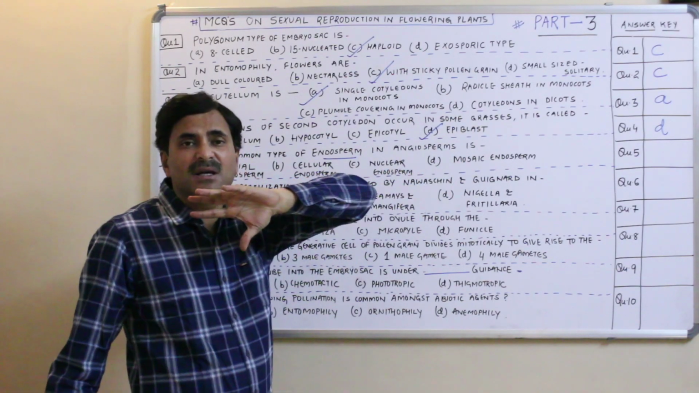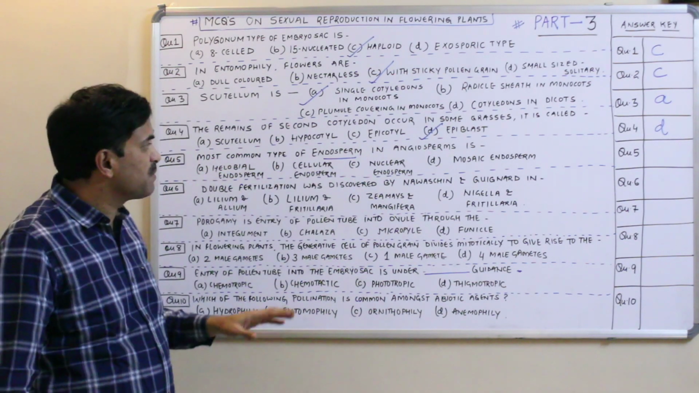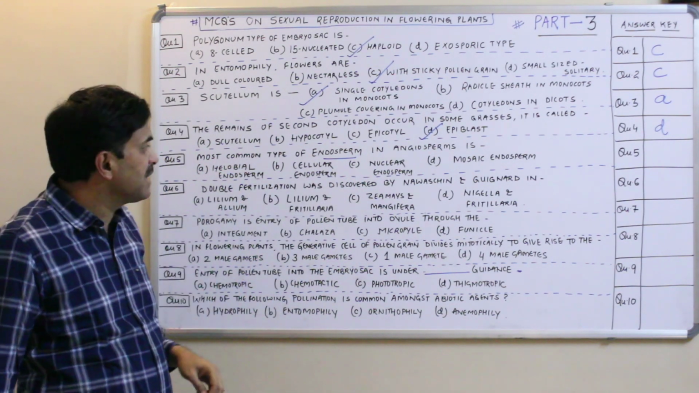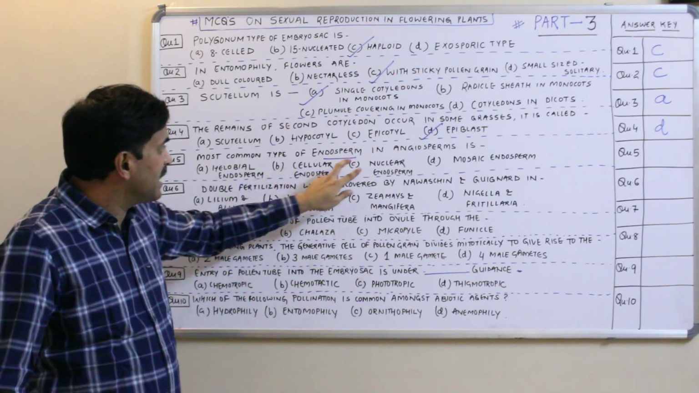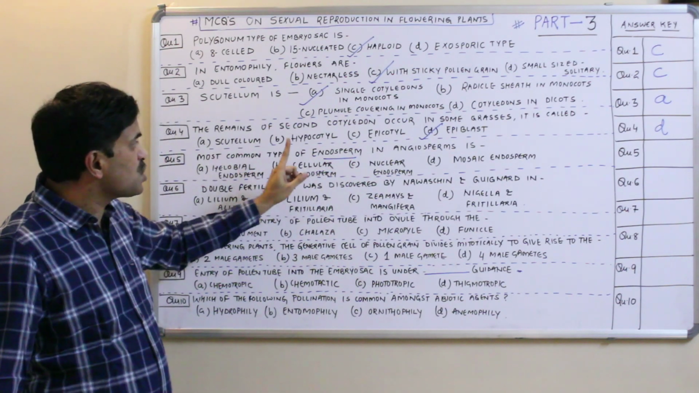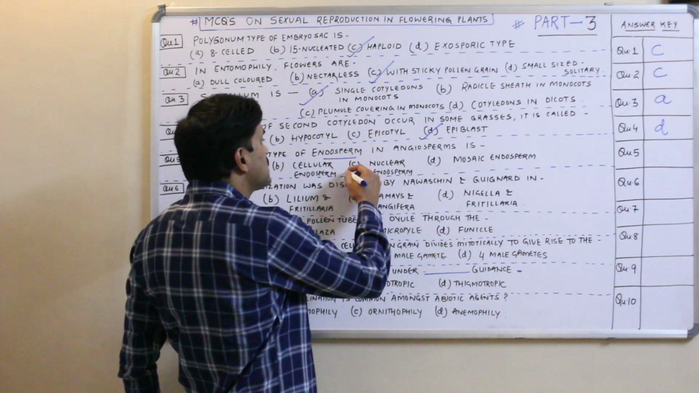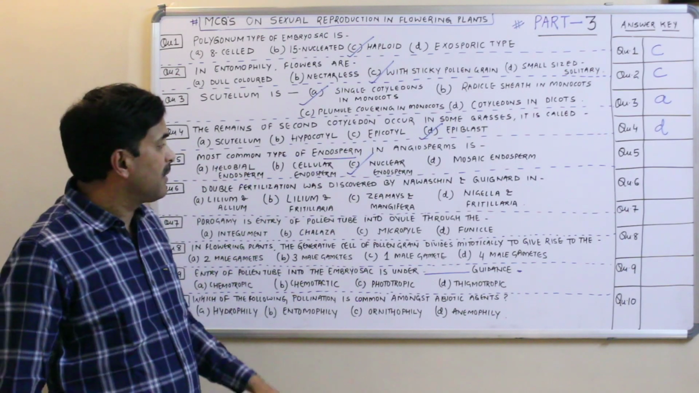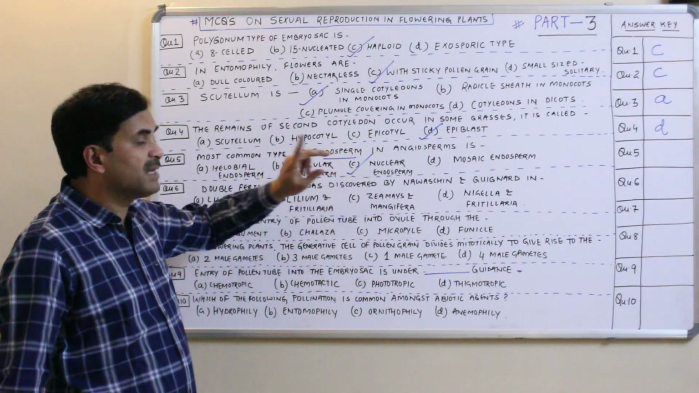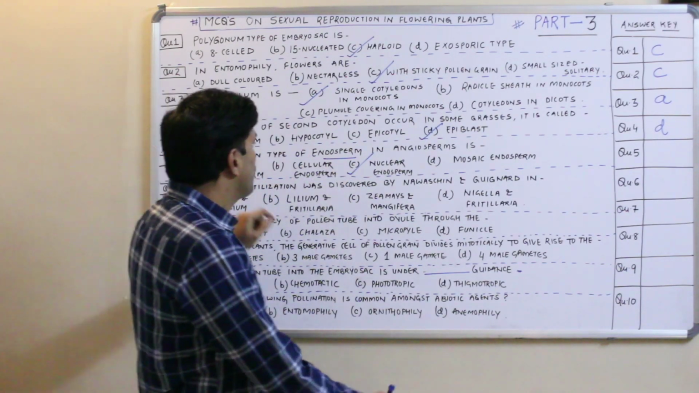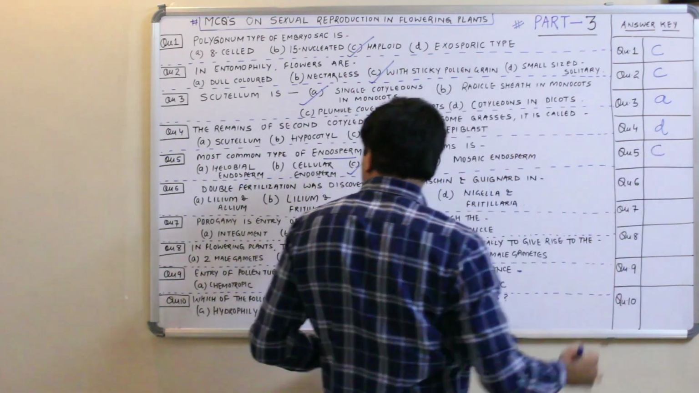Mosaic endosperm is a rare type of endosperm found only in few plants. Then comes cellular and nuclear. So always remember, most common type of the endosperm found in angiosperm is nuclear endosperm. Then comes the cellular. Nuclear is the most common one. So question number 5 is having the answer C.